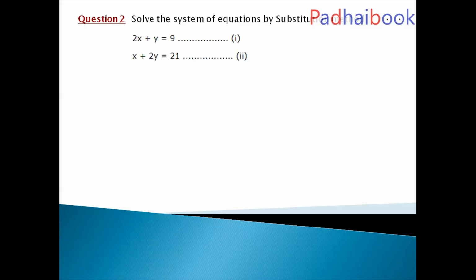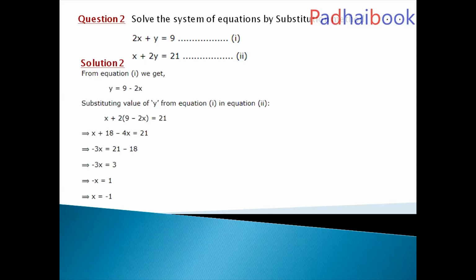Now let's take another example, again another question based on the substitution method. Solve the following system of linear equations by substitution method. The two equations are 2x plus y is equal to 9, x plus 2y is equal to 21. So I have the first and the second equation. So again we'll find the value of one of the variables. So let's take the first equation. From the first equation we have got the value of y. y is 9 minus 2x.